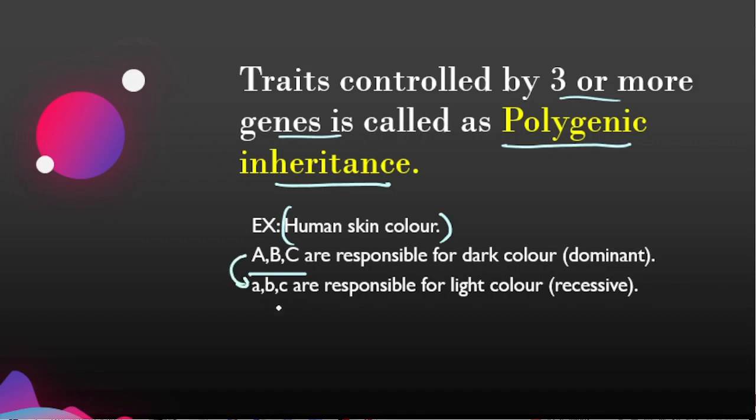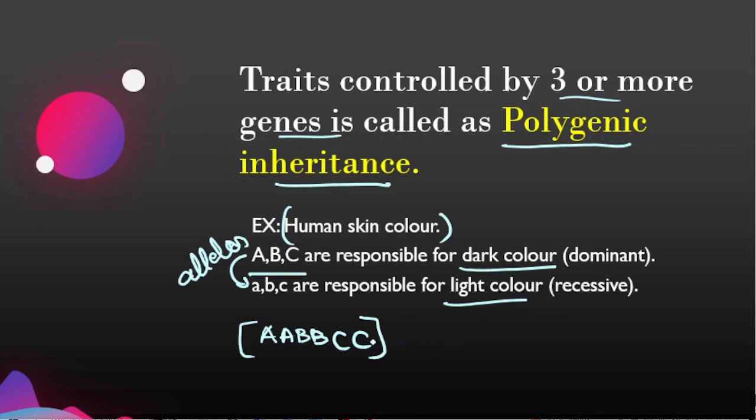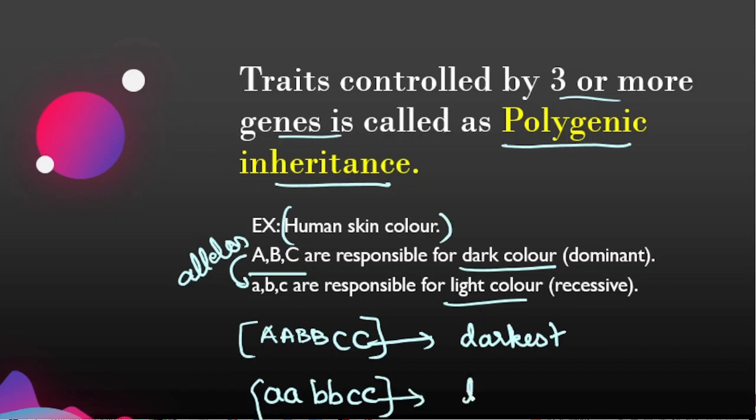What are the alleles of A, B, C? Small a, small b and small c are the alleles, responsible for the light color. If the genotype is capital A, capital A, capital B, capital B, capital C, capital C, what will be the phenotype? The person will be the darkest of all. If the genotype is small a, small b, small c, the person will have the lightest color.